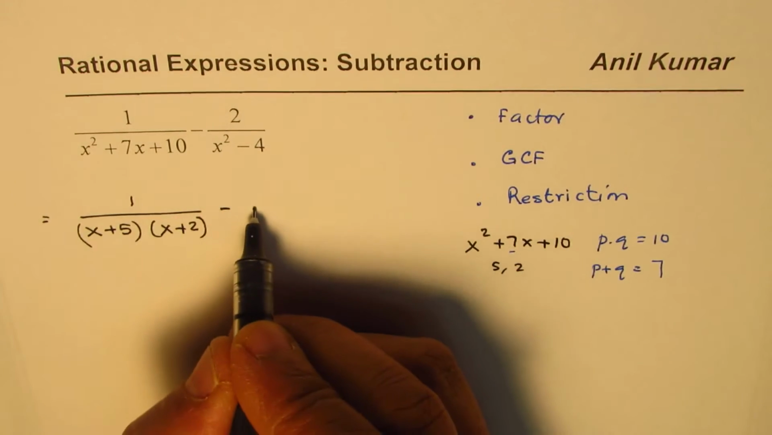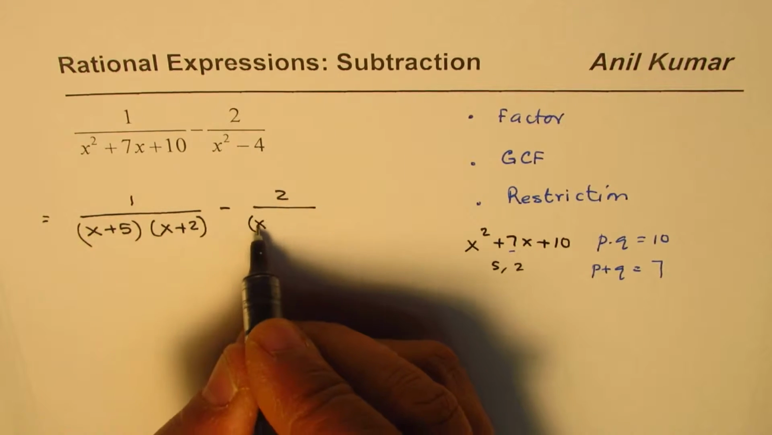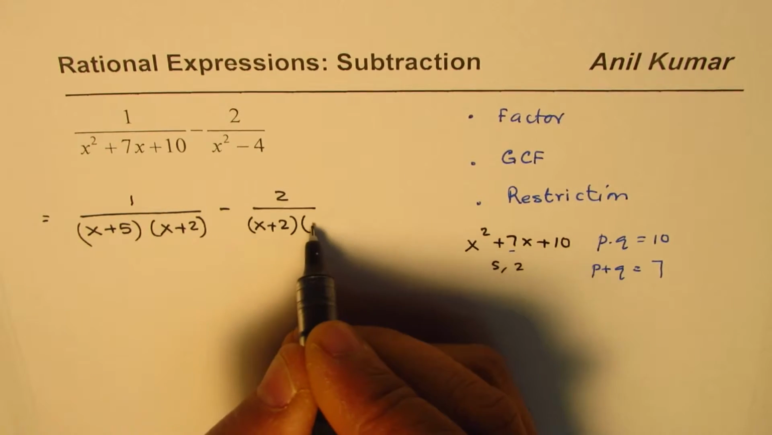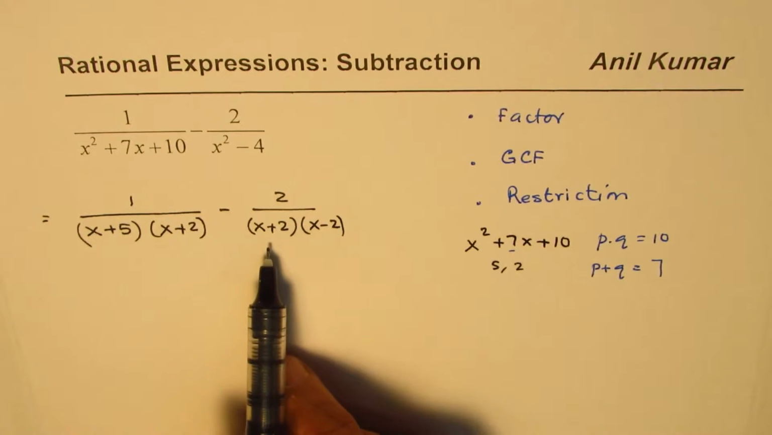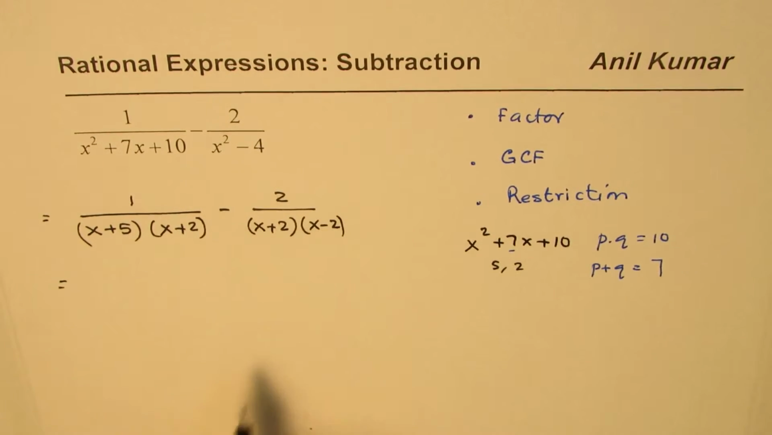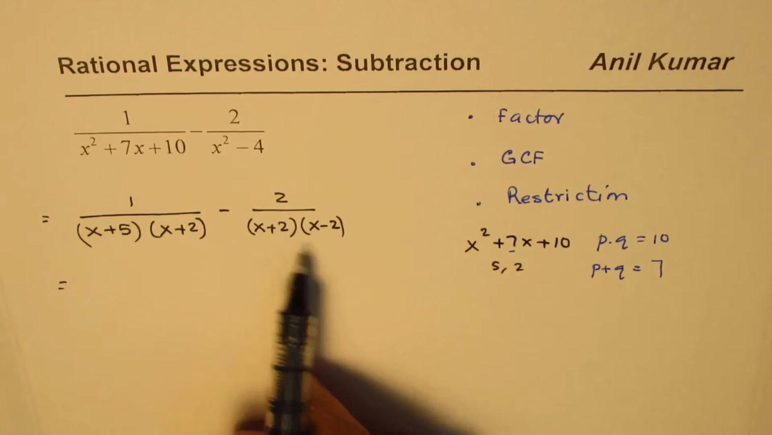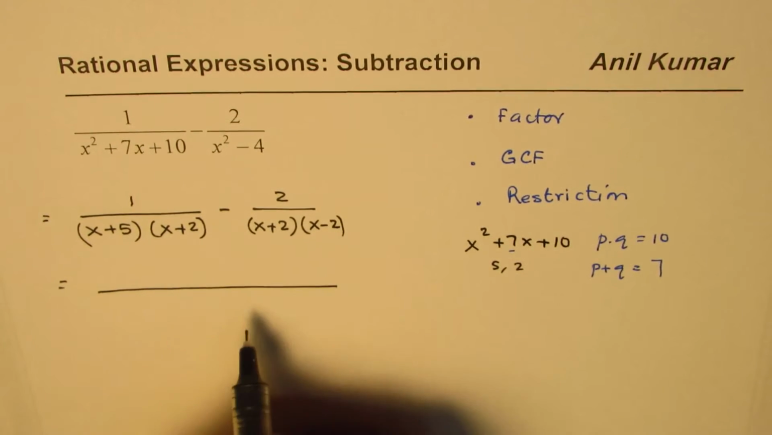The second term here is 2 over x squared minus 4, which could be written as (x plus 2) times (x minus 2), right? Difference of squares is the product of sum and difference. Now, we have already factored. At this stage, let's look for the greatest common factor. So we'll write down the greatest common factor in the denominator.